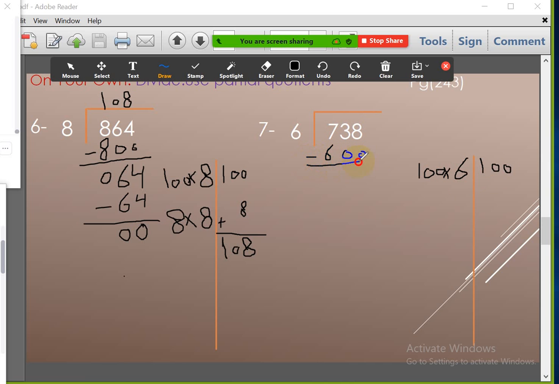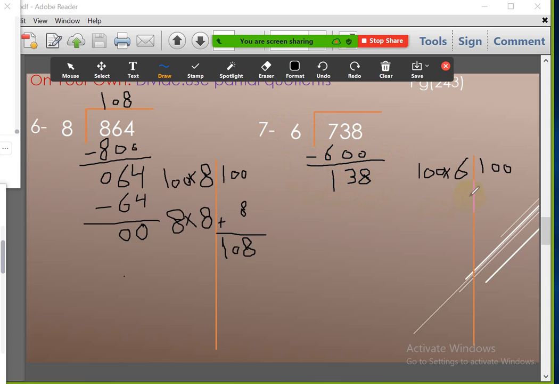Yes, Dana. 8 minus 0 equals what? 0. 3 minus 0 is 3. 7 minus 6 is 1. Now, can I divide 138 on 6, Dana? Look, the number. Yes, because the number is greater than 6. This is 138 and this is 6, so I can divide it.